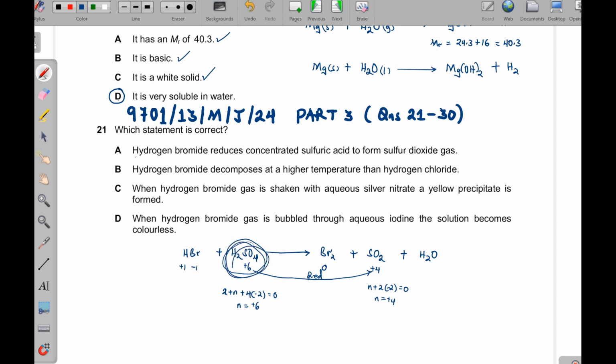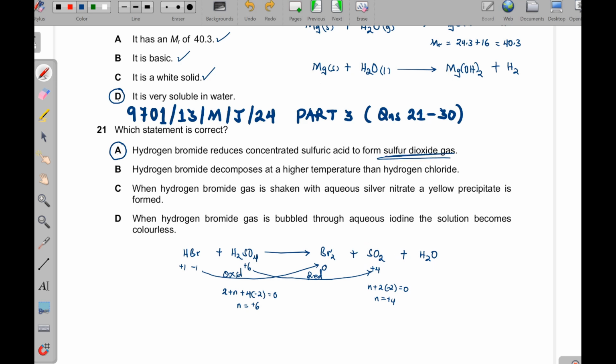So when they say hydrogen bromide reduces sulfuric acid, we are looking at the oxidation state of sulfur here. It has changed, it has reduced. And then this one here has been oxidized, from -1 now to 0. So this is oxidation. A reducing agent is oxidized in return, and an oxidizing agent is reduced. So sulfur here is acting as an oxidizing agent. You see that? So A is correct. They are talking about the sulfur dioxide gas, which is here.